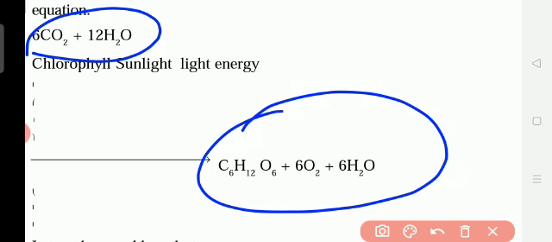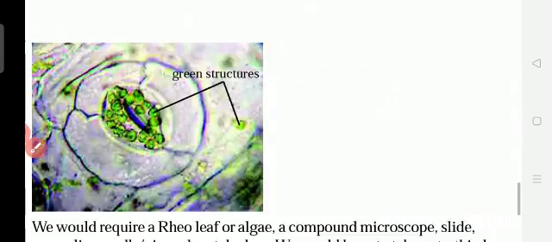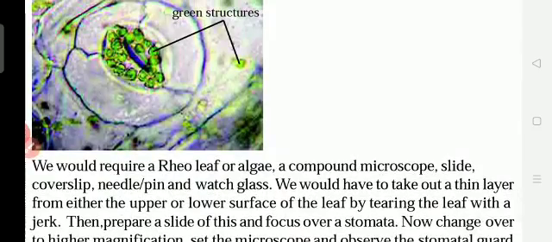By looking at the equation we can say that photosynthesis takes place in the presence of chlorophyll and sunlight. The plant uses carbon dioxide and water and releases the products glucose, oxygen and water. Okay, so this experiment they did to see the chloroplast.